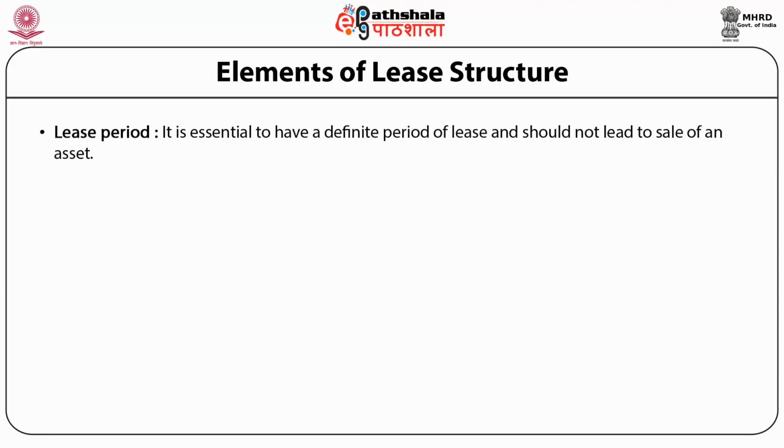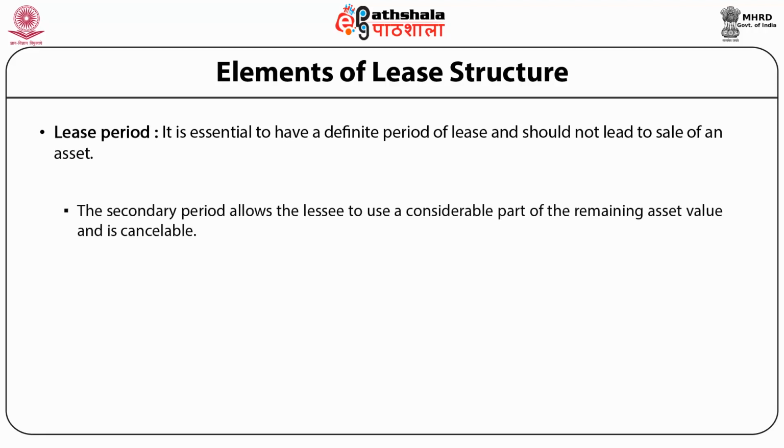Lease period. It is essential to have a definite period of lease and it should not lead to sale of an asset. The primary period is meant for recovering the investment of a lessor and is non-cancelable. The secondary period allows the lessee to use a considerable part of the remaining asset value and is cancelable. The lease may be continuous with an option towards the end of the lease period to renew the lease for a further period.